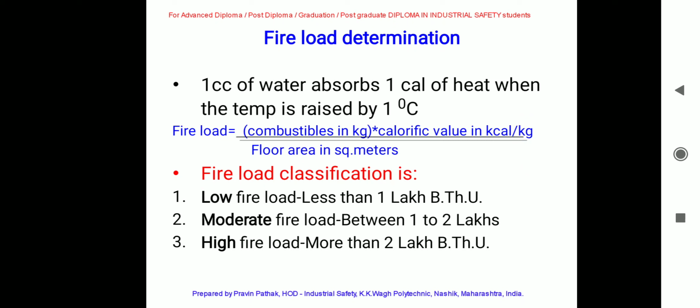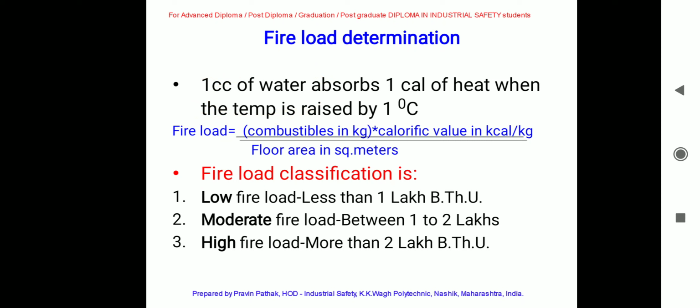The basic thing is that for water, 1 calorie of heat can be absorbed by 1 centimeter cube of water for a temperature rise of 1 degree Celsius. So how many kilocalories there are for a square meter? On the basis of this kilocalorie calculation we can calculate the centimeter cube, millimeter cube, meter cube or liters of water required to quench the fire. So this is the fire load calculation or fire load determination.